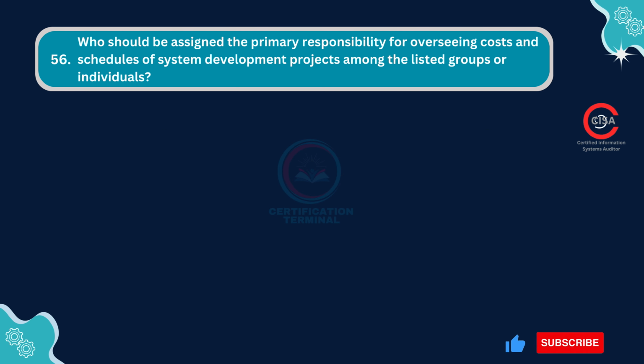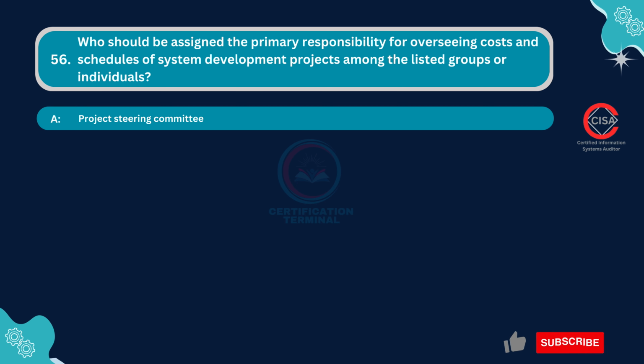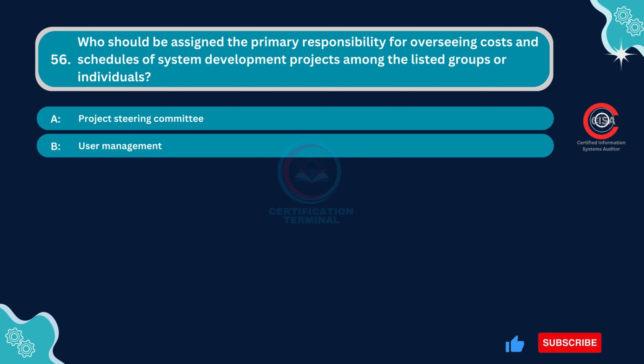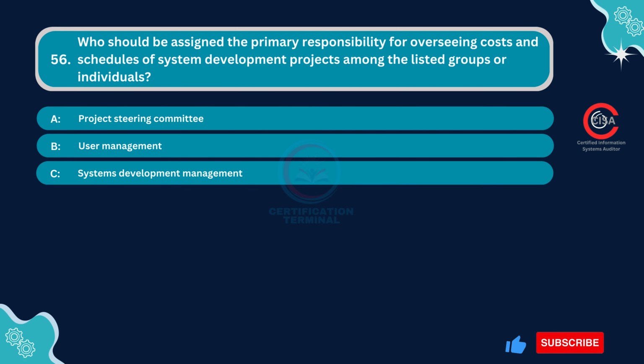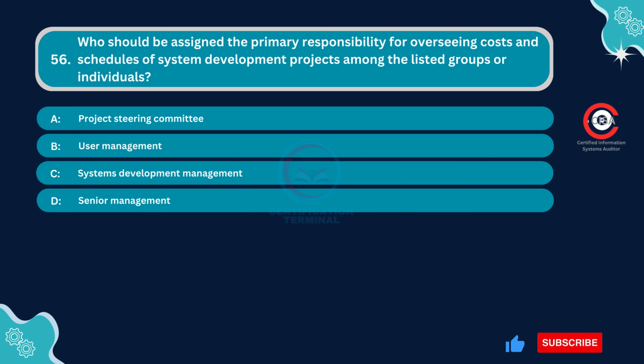Question number 56. Who should be assigned the primary responsibility for overseeing costs and schedules of system development projects among the listed groups or individuals? Option A. Project Steering Committee. Option B. User Management. Option C. Systems Development Management. Option D. Senior Management. The correct answer is Option C.